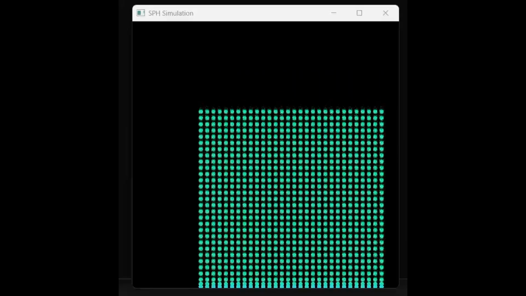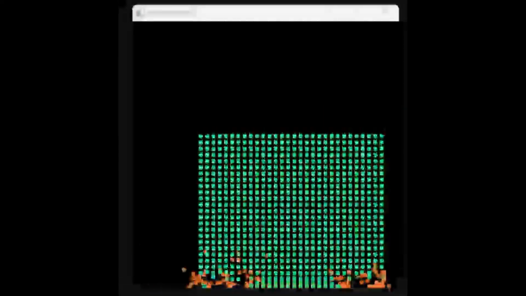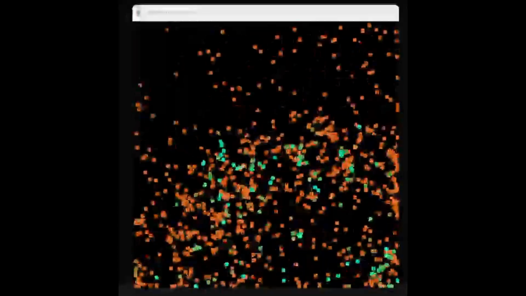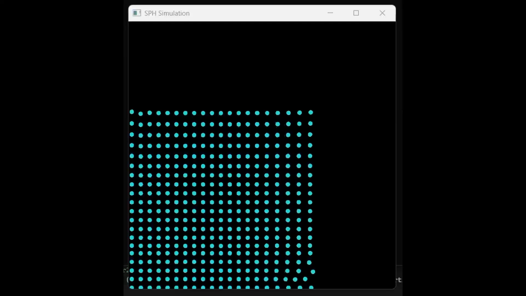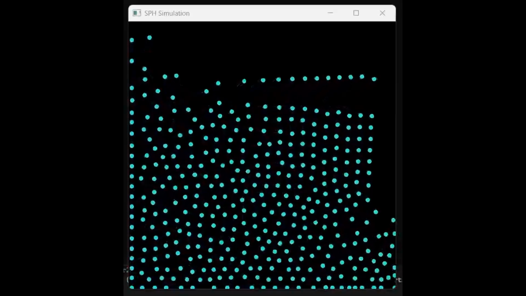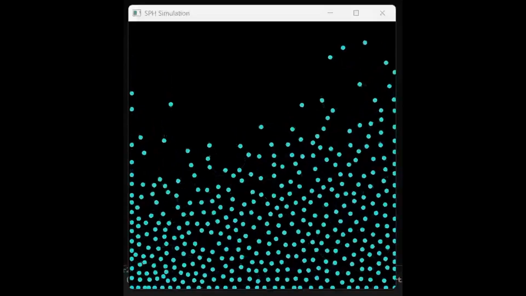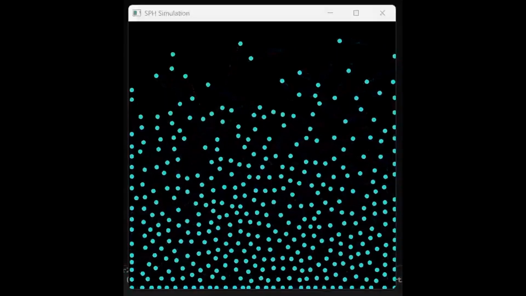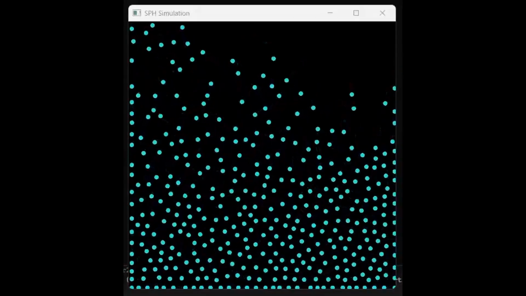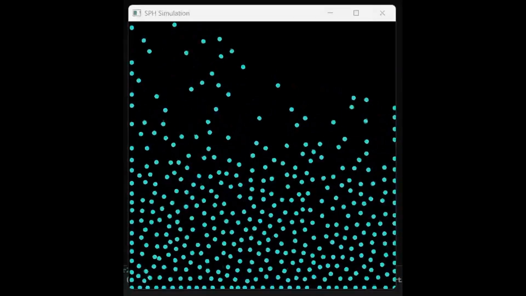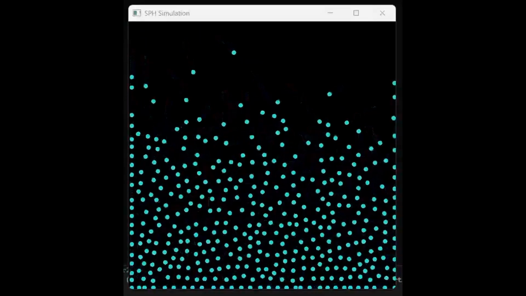I kept adjusting constants, running the sim, tweaking again over and over again. Even minor changes could completely alter the behavior. I thought the hard part would be making the particles move, but in SPH, it's really about how they interact. If the details aren't just right, everything falls apart.